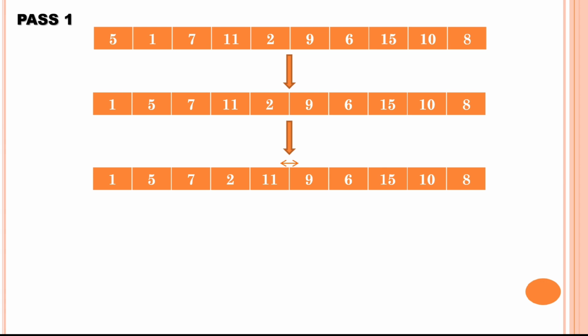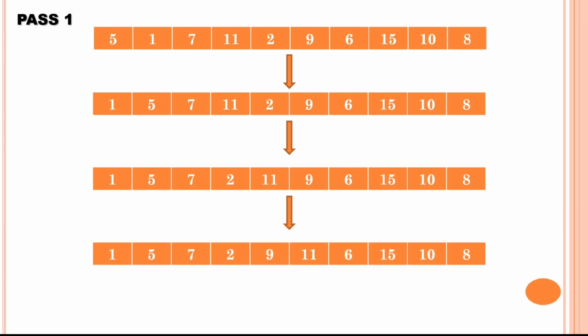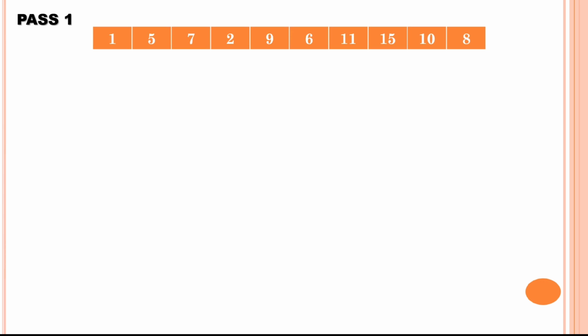Next 11 and 9. Here again 11 is greater than 9, so swapping is done and the list is here. Next pair 11 and 6. Here also 11 is greater than 6, so after swapping we get this list. Next 11 and 15. Now here 11 is less than 15, thus there will be no swapping.